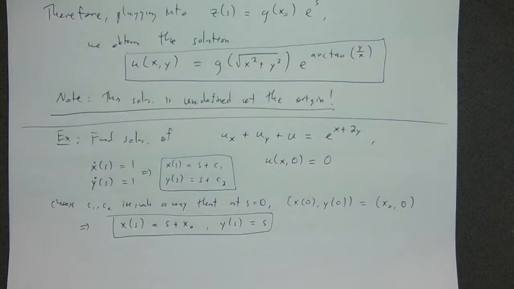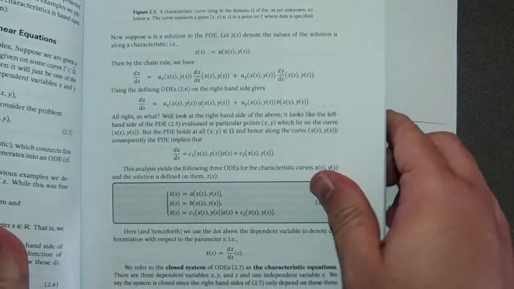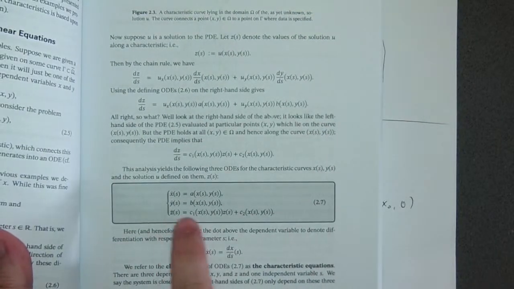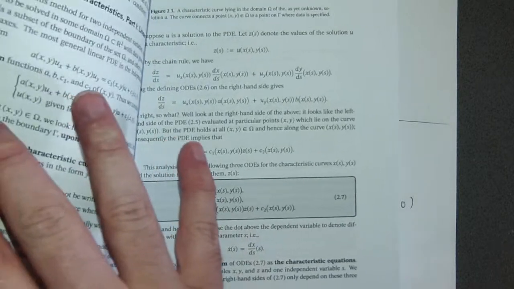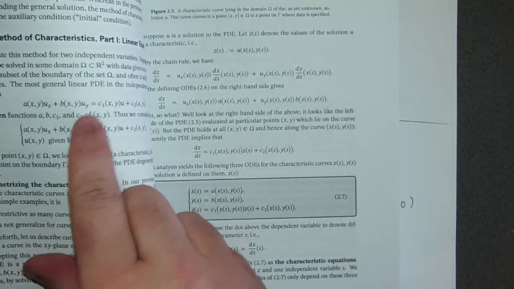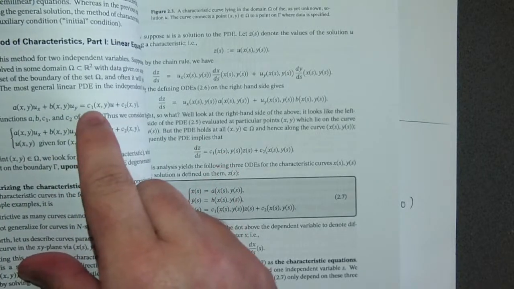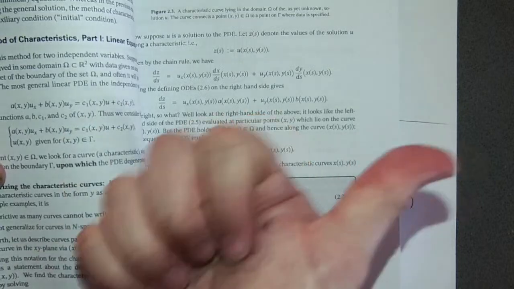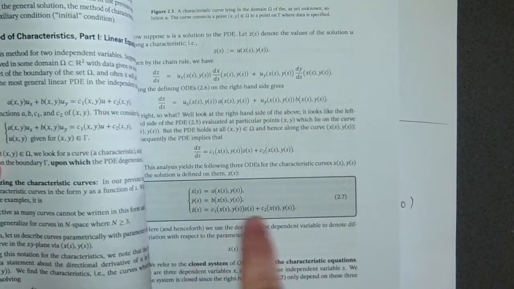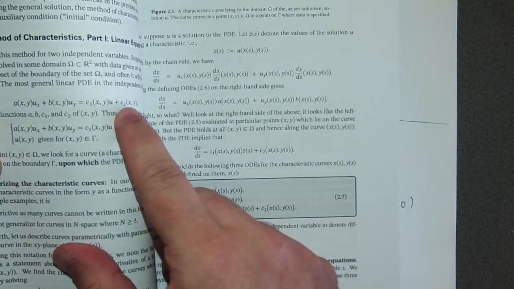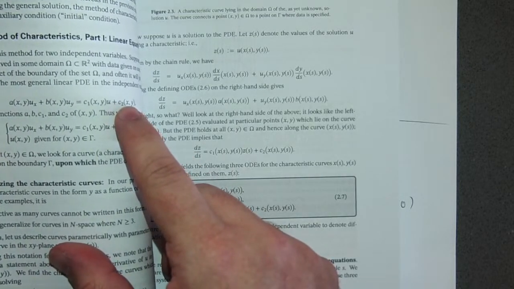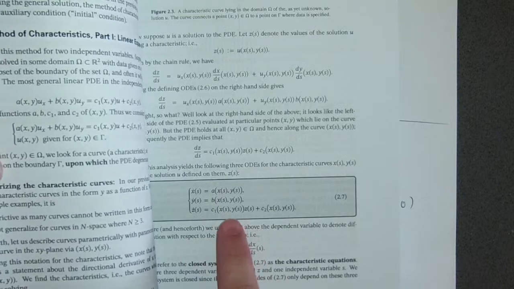Now, let's return to these characteristic equations for z. So recall, Z dot is C1, this coefficient function on U when this U term is on the right-hand side of the equation, plus the coefficient function C sub 2, which is this inhomogeneous term on the right-hand side. So this is a little different.